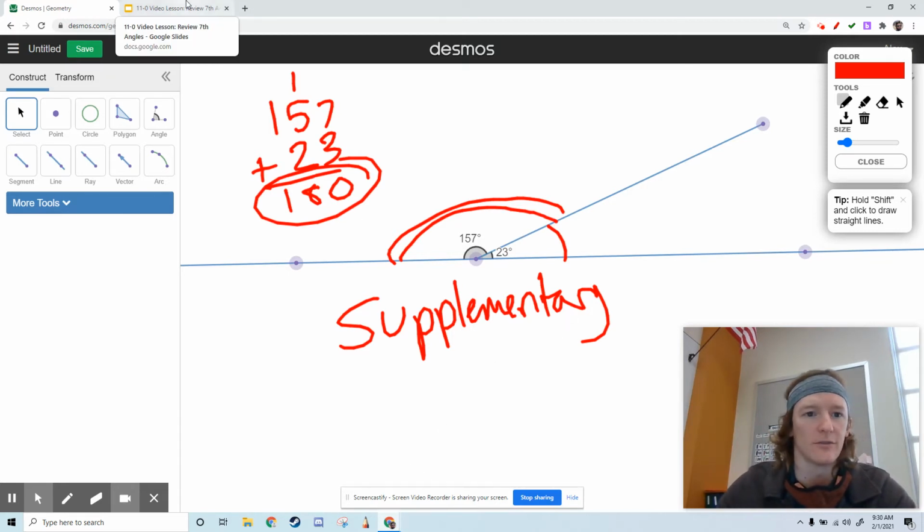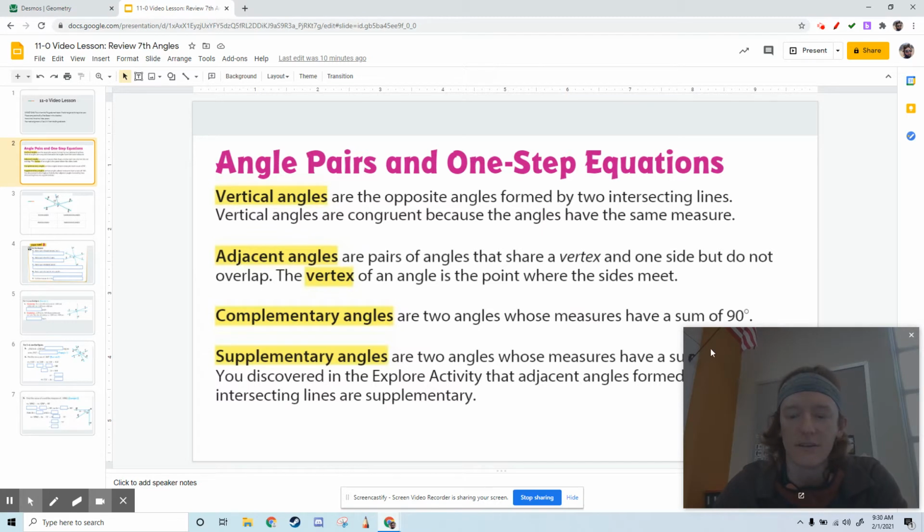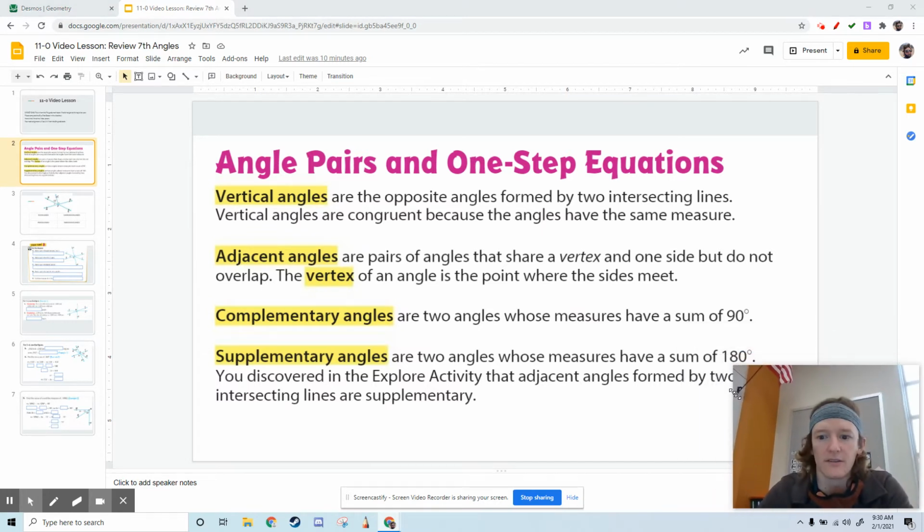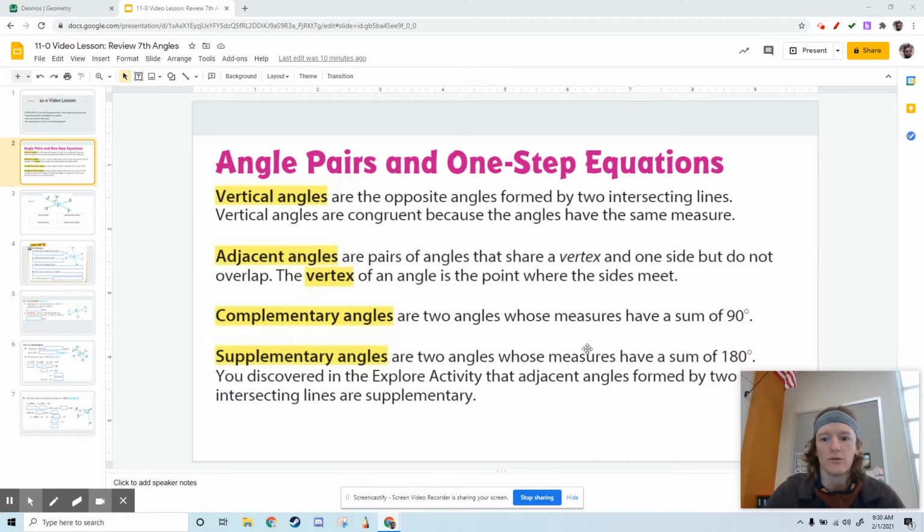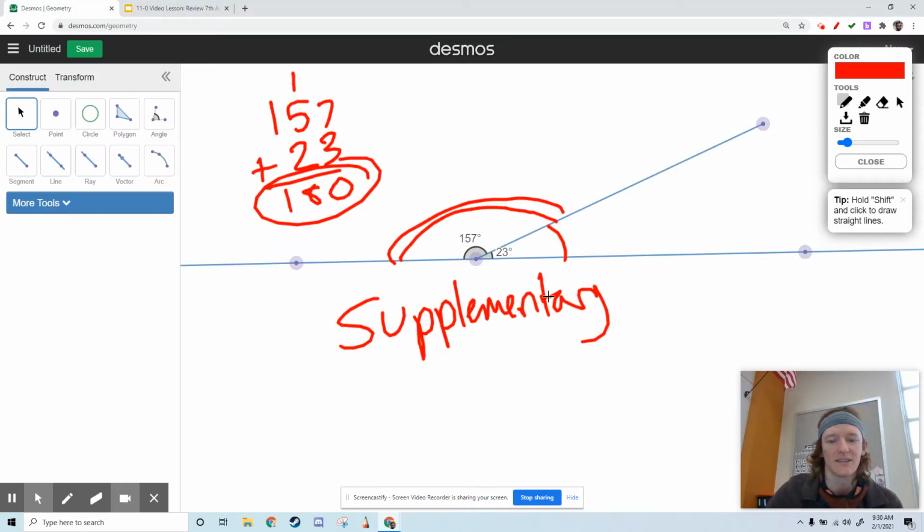So let's see what our vocab words here say. Supplementary angles are two angles, and again, they're adjacent angles, whose measures have a sum of 180 degrees. You discovered in the Explore activity that adjacent angles formed by two intersecting lines are supplementary. So we found out, I'll call it the Explore activity. These are supplementary because they make a straight 180 degrees, and these two angles add up to that.